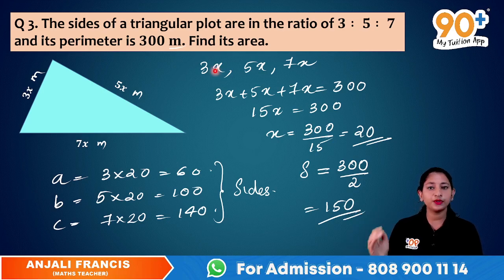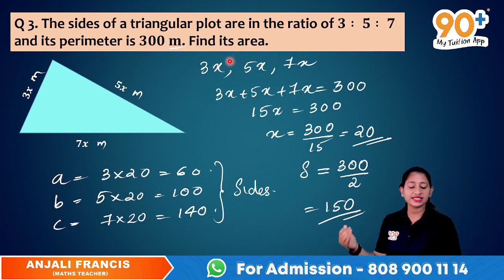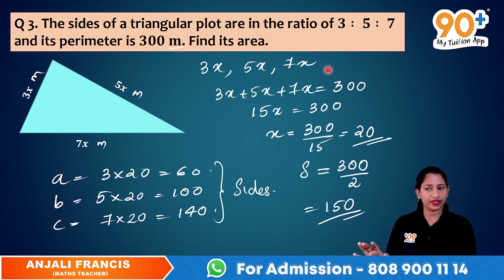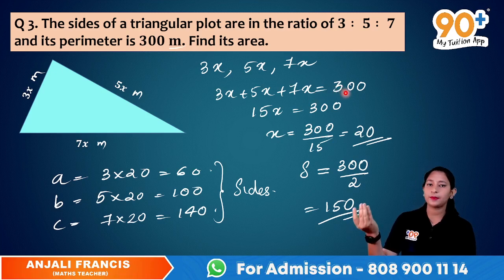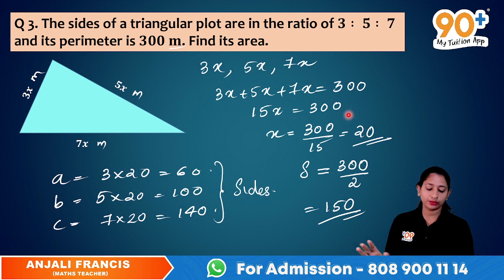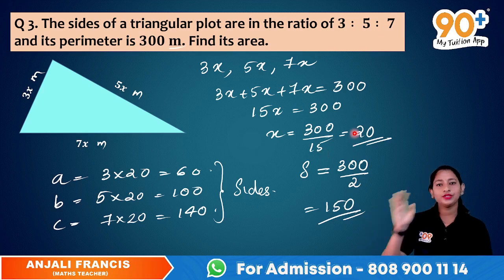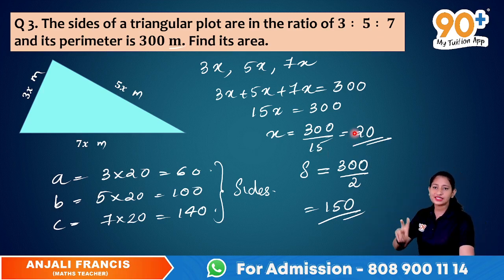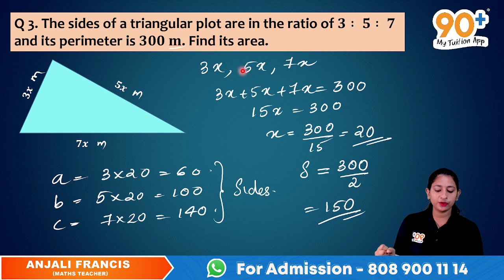So we are just putting 3:5:7 as 3x, 5x and 7x. So 3x plus 5x plus 7x already given. The perimeter is equal to 300. So total of 15x is equal to 300 and x is equal to 300 by 15 which is equal to 20. So the value of x is equal to 20. Then we are just putting all the values here.